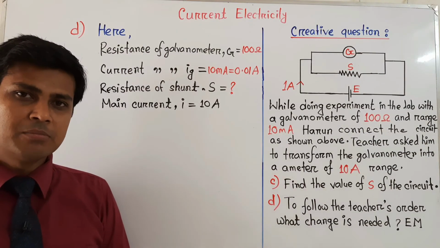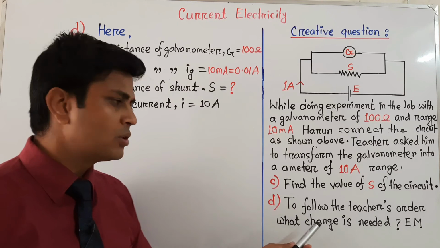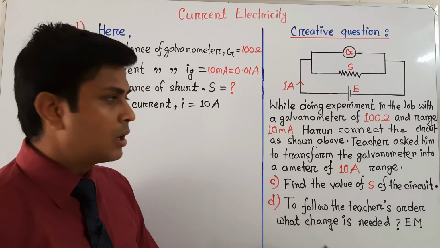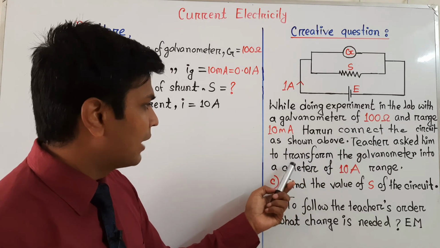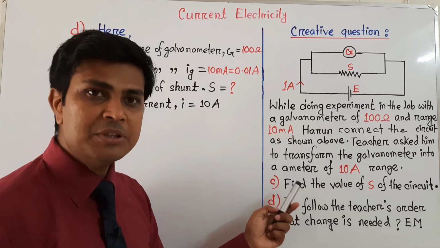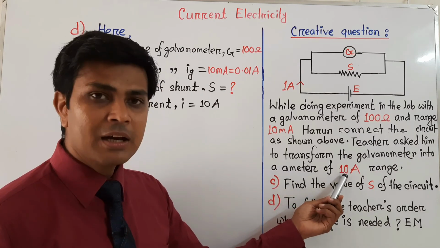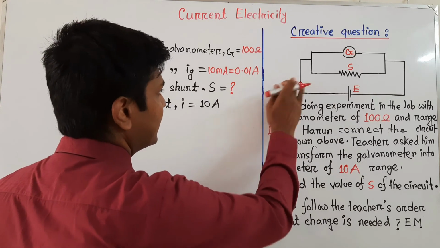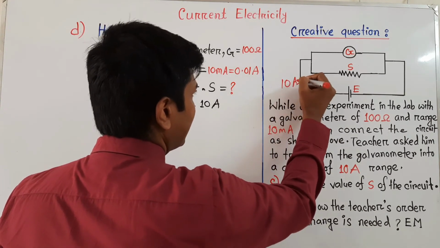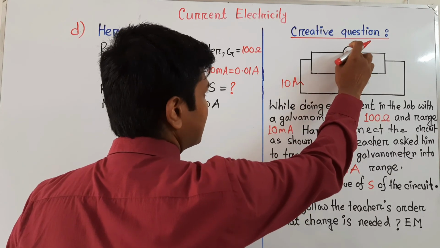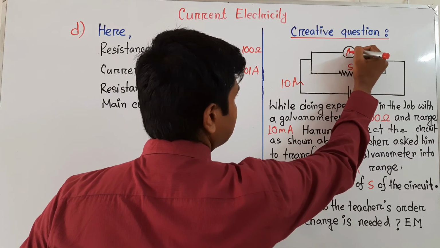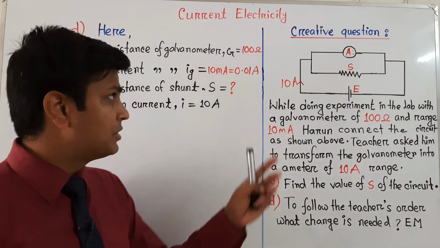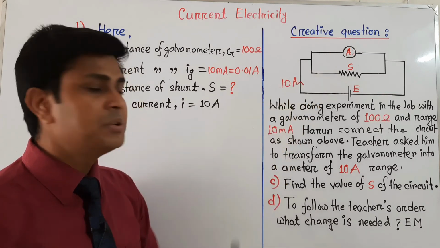Now let's solve question number D. The question is: to follow the teacher's order, what change is needed? The teacher ordered Harun to transform this galvanometer into an ammeter, and the range of the ammeter is 10 ampere. That means the main current that can flow through this ammeter will be 10 ampere. That means the maximum range of this ammeter will be 10 ampere.